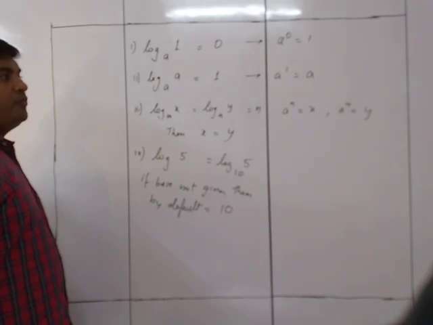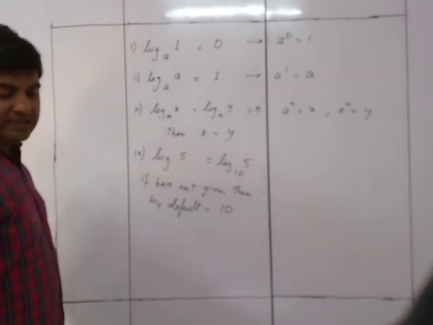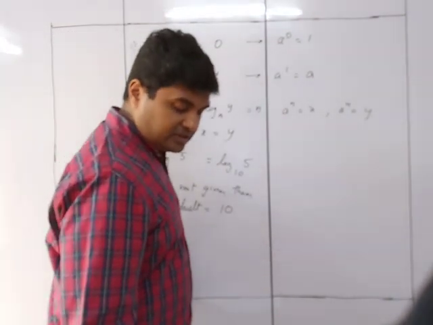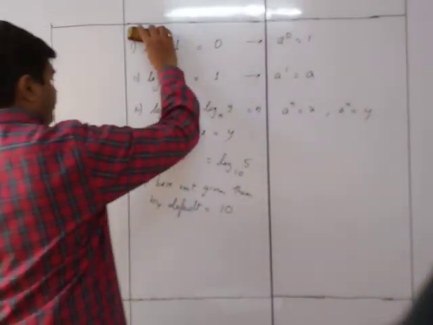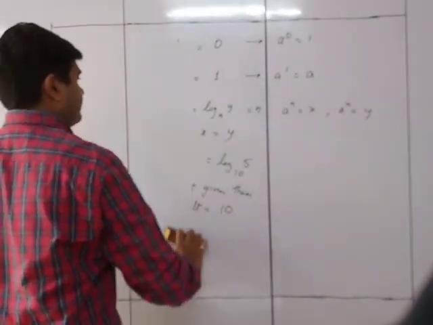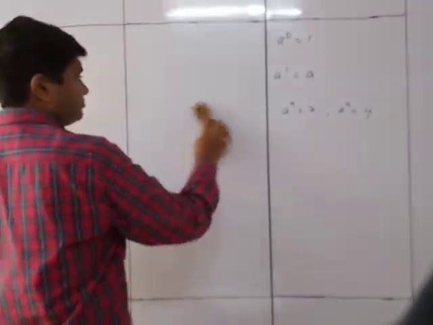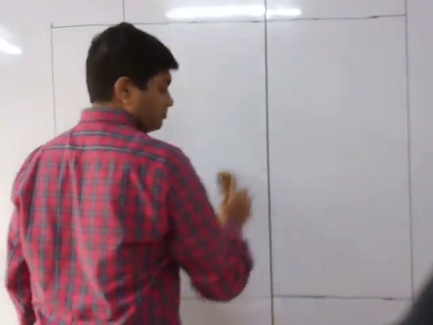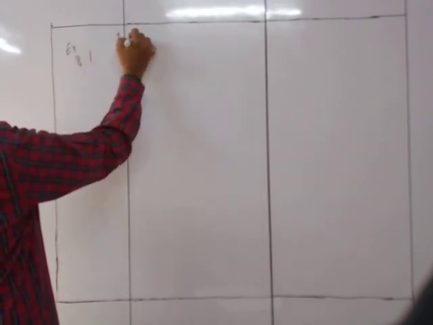So these are the formulas, or the things you are going to use in the first exercise of this particular chapter. So we start with the first exercise, Exercise 8.1, first come first.